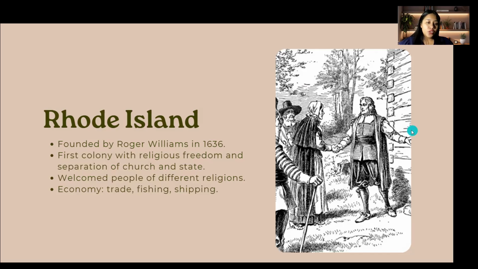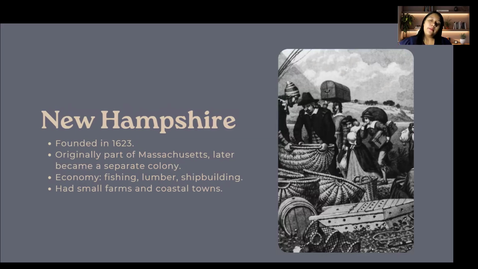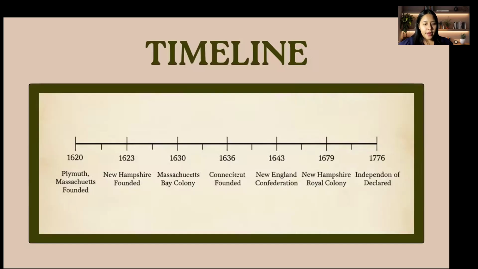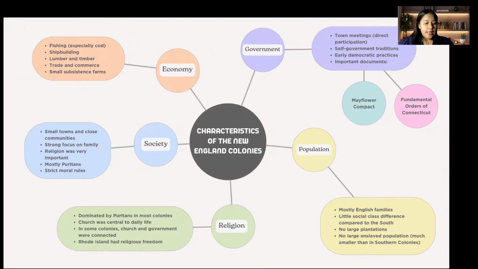And just to finish with the colonies, we have New Hampshire. Regarding New Hampshire, it was founded in 1623. At first, it was part of Massachusetts, but later it became its own colony. Its economy was similar to the other New England colonies, with fishing, lumber, shipbuilding, and small farms. Most of the towns were located near the coast. So this is the timeline of the information that I already provided about the colonies. So let's move on to the characteristics of the New England colonies.